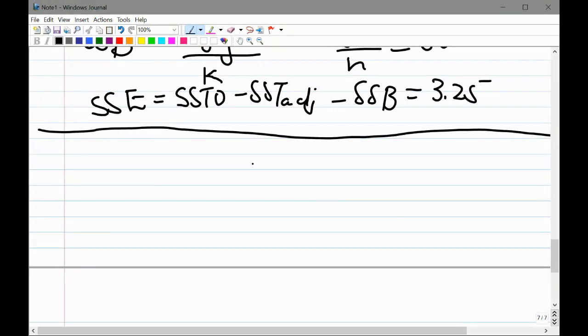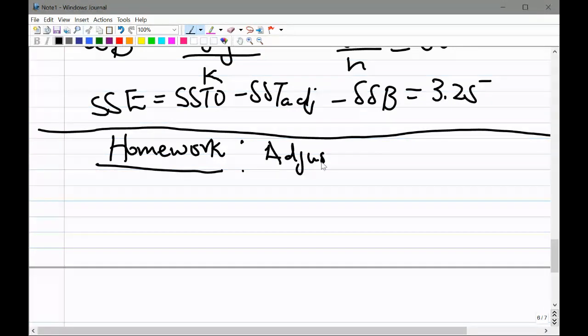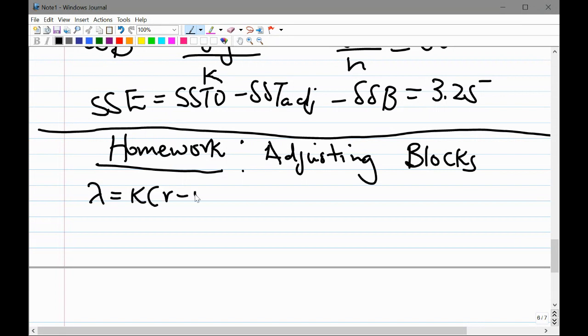So this one is your homework. The first homework: complete the ANOVA table when adjusting for the block and for the treatment. Now, in a case where you are adjusting the blocks, lambda is given by k times (r minus 1) divided by (b minus 1). You must first find the lambda when you are adjusting the blocks.